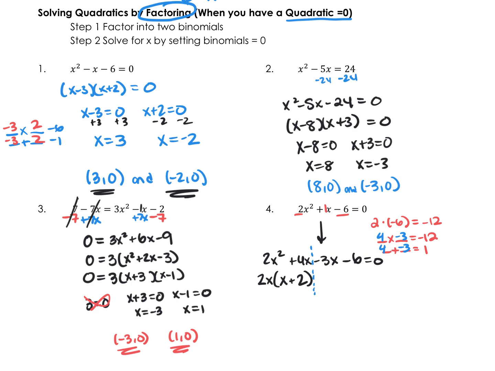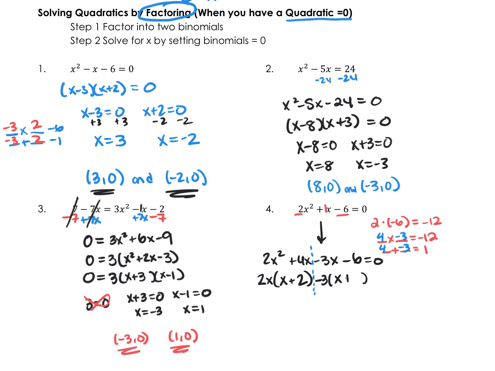What's my GCF on the right-hand side? What do these two have in common? Negative 3. Pull that out. We'll be left with an x. When you take a 3 out of 6, we're left with a 2. But because I pulled out the negative, what is that going to turn into?